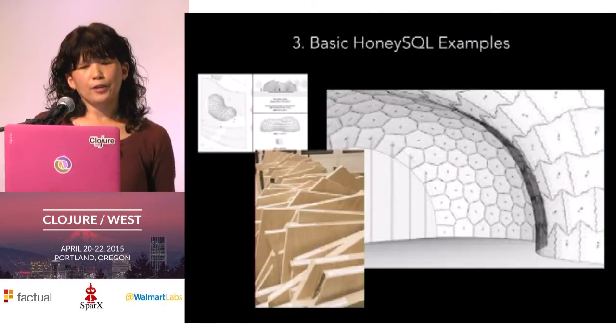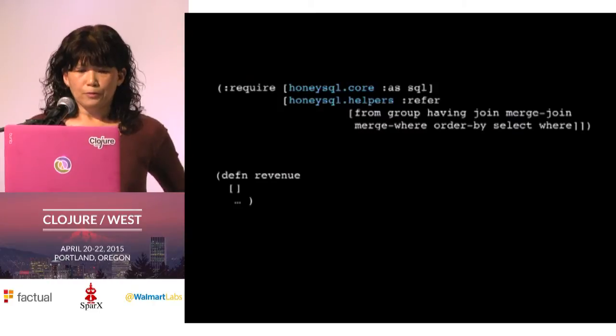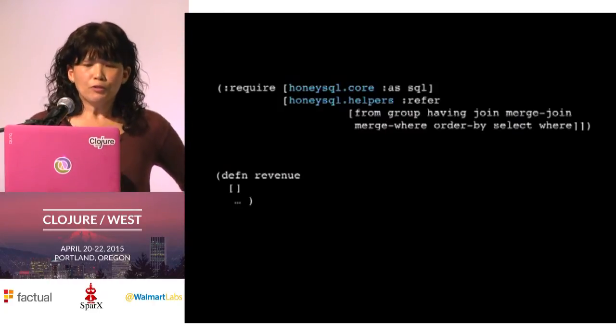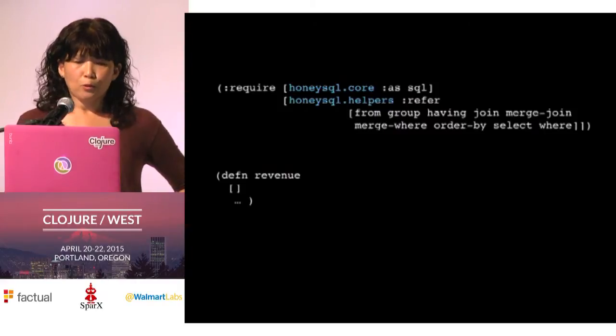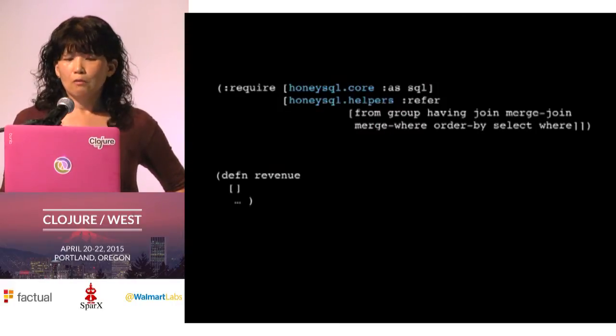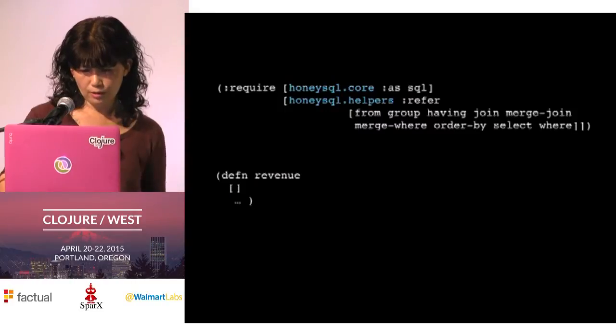So how did I do this? Let's create a function called revenue. First, we require HoneySQL.core and HoneySQL.helpers. By the way, I will go over just a few syntax in this talk. Once you see those examples, other syntax should be easy to apply, mostly in the same manner.